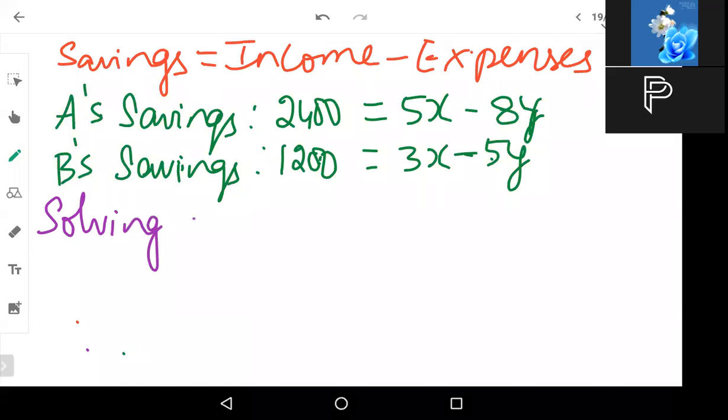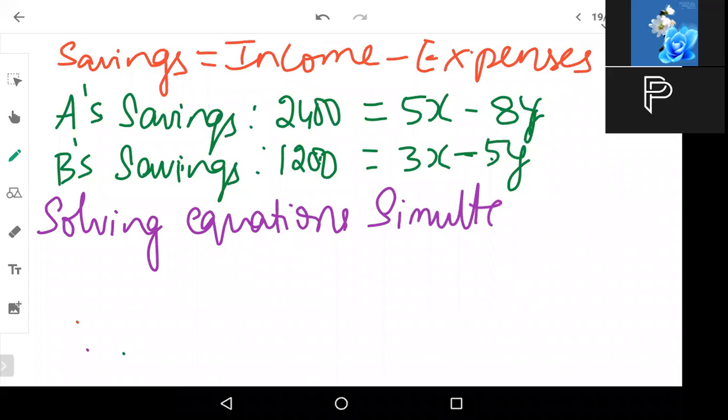Solving equations simultaneously. Yeah, come on, start. Solve the equation simultaneously and give me the final answer. Y is equal to 1200. Correct. Say me the final answer. What is that we have to find out? A's income and B's income. Okay. Start solving.